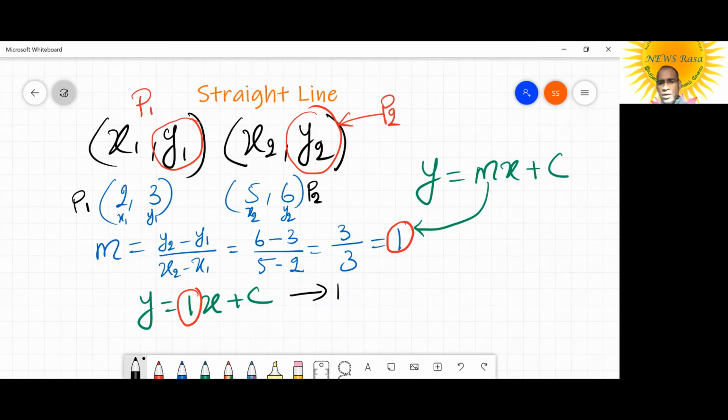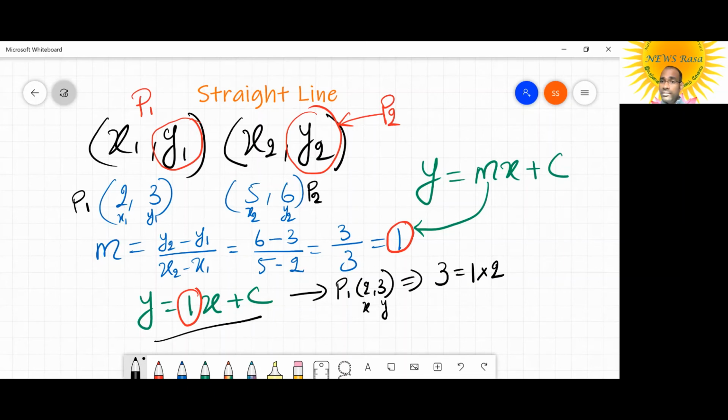So I'm going to put P1, which is (2, 3), into this equation. This is my x and this is my y. I've already found m. So I'm going to put y as 3, equals, and then the 1 is the gradient already there. In place of x, I'm going to substitute 2, because the x value for P1 is 2 and the y value is 3. So I'm just substituting 2 and 3 into this equation.